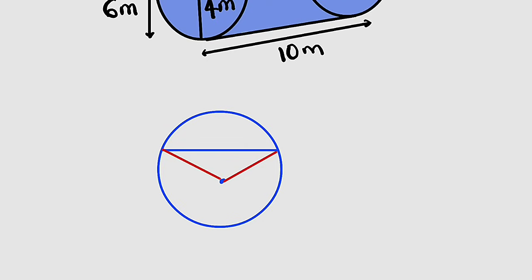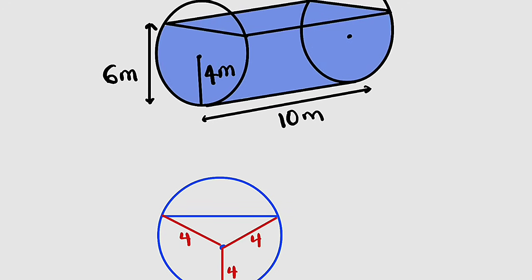So if we want to find the area of the segment, all we have to do is to find the area of this triangle plus the area of this sector. So let me partition the sector into 2. So now we have two identical sectors, 1, 2, plus the triangle. So let's start with the triangle. Remember the radius is what? 4 meters. All these sides will be 4.